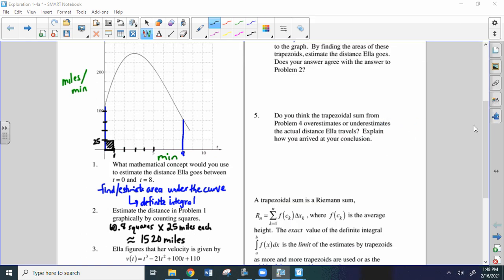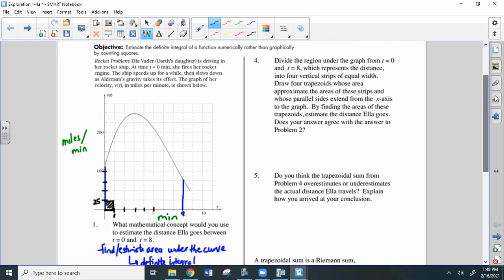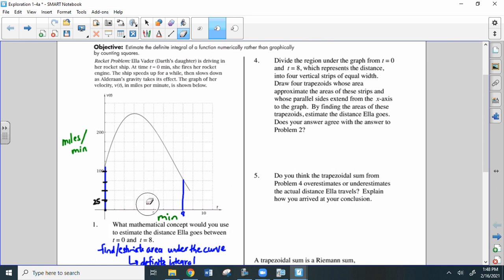Okay, so let's move on to number 4, which says divide the region under the graph from t equals 0 to t equals 8, which represents the distance, into 4 vertical strips of equal width. So I want to do equal width along the bottom. Let me erase some of this other stuff I was drawing. Equal width along the bottom from 0 to 8 into 4 strips. Well, I hope that's not too hard for you. We're going to count by 2s so that we can divide it up at 2, 4, 6, and 8.